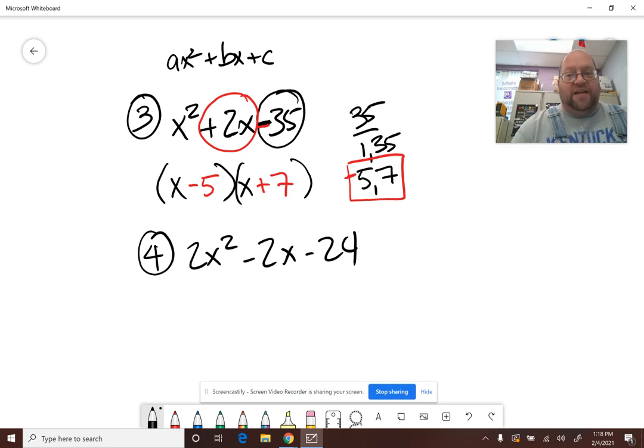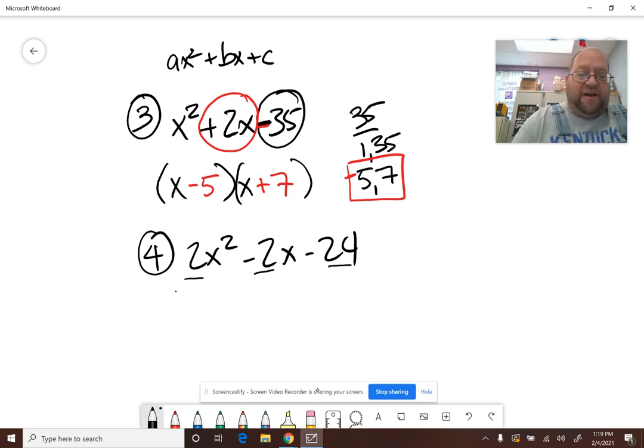What I want you to think about is the fact that you should always be looking for greatest common factors, okay? Greatest common factors. Look at your coefficients here. You've got a 2, and a 24. Is there a greatest common factor that I could pull out of those numbers? And the answer is yes. There is a greatest common factor, and that greatest common factor is, in fact, 2.